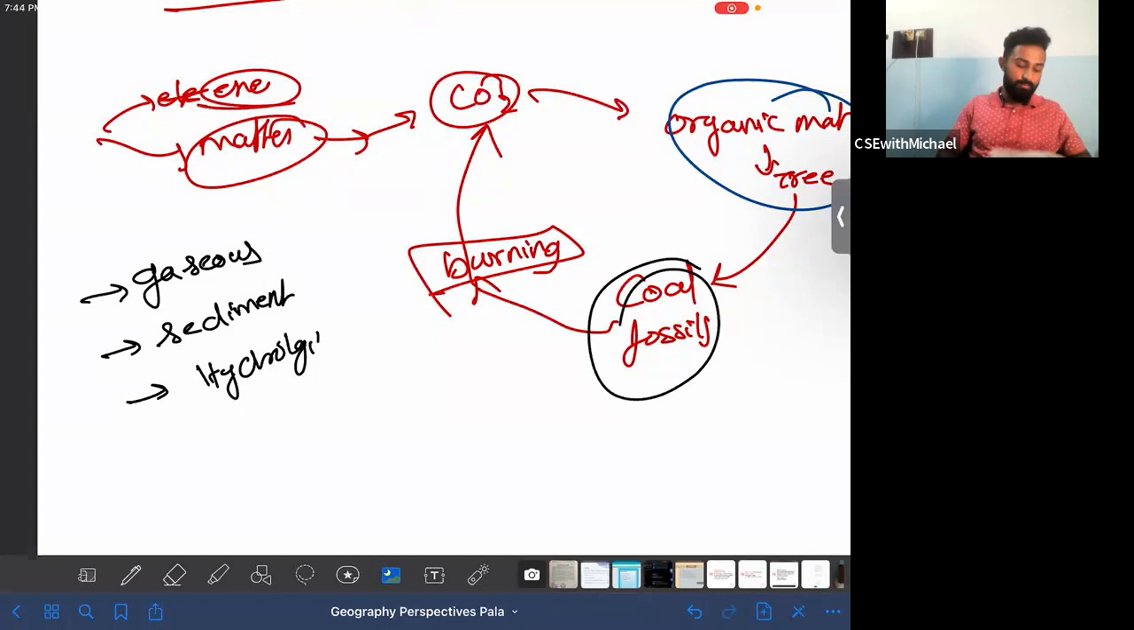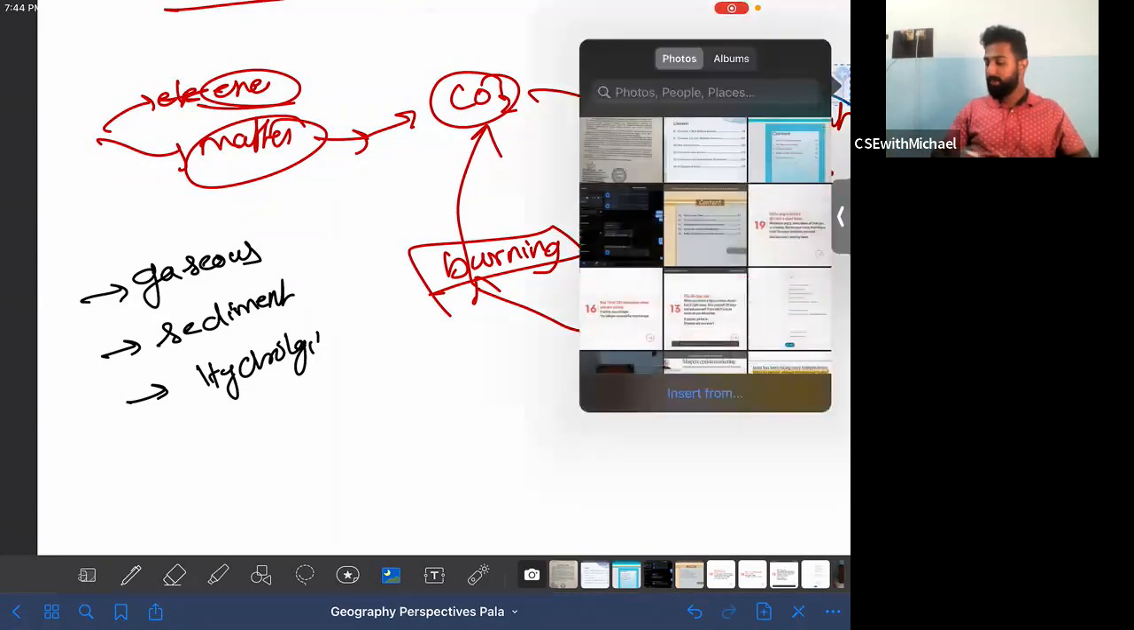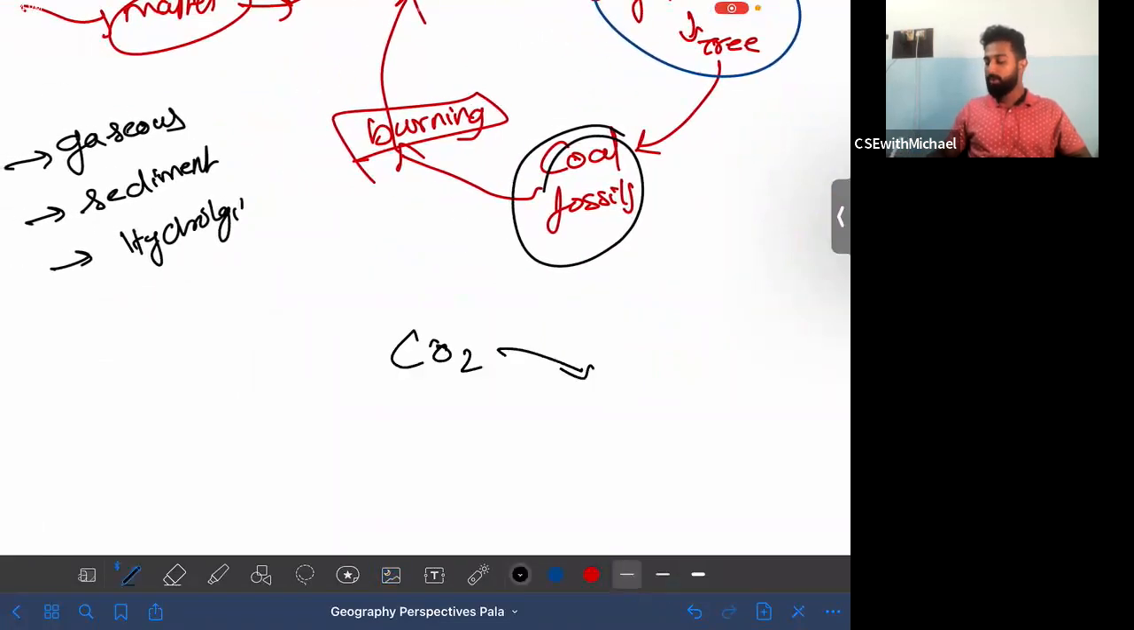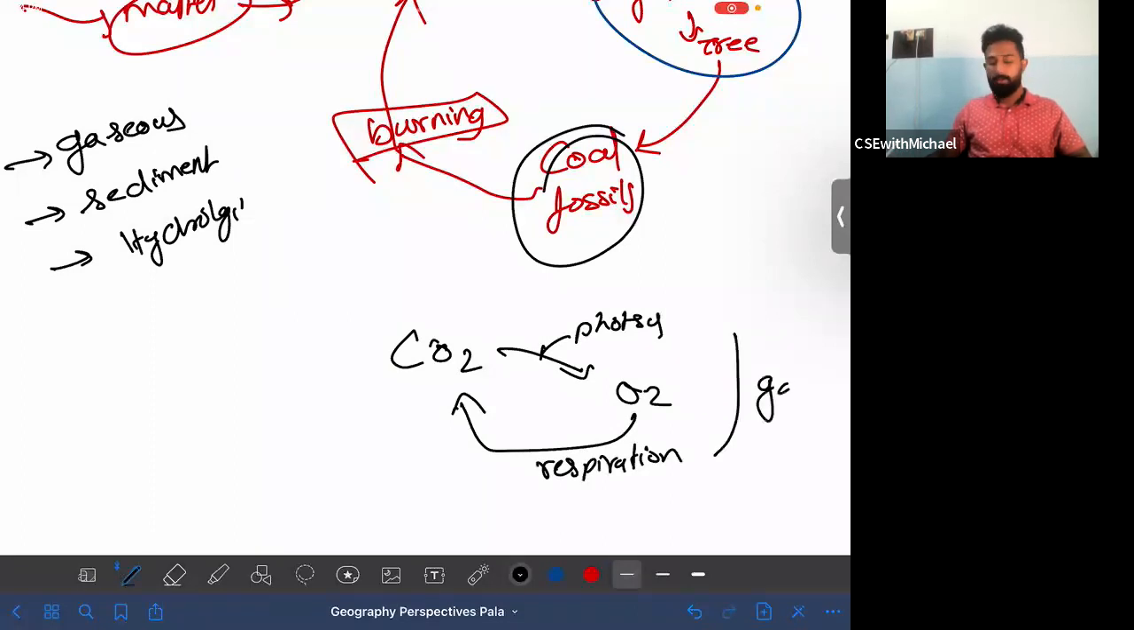So there are three types of cycles I can write: the gaseous cycle, the sedimentary cycle, and the hydrological cycle. Some cycles are a combination of the two. If you look at carbon dioxide itself, it has components of both gaseous and sedimentary. If you look at CO2, CO2 can be converted into O2 through photosynthesis, and O2 can be converted back into CO2 through respiration. This is one of the main processes that are happening, so purely for the gaseous cycle.